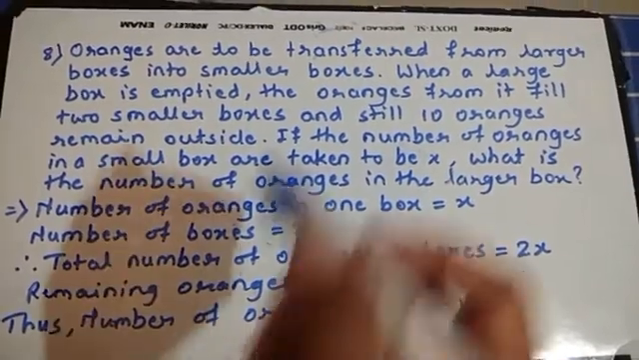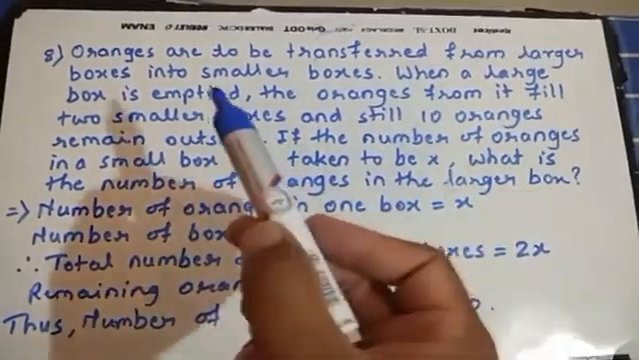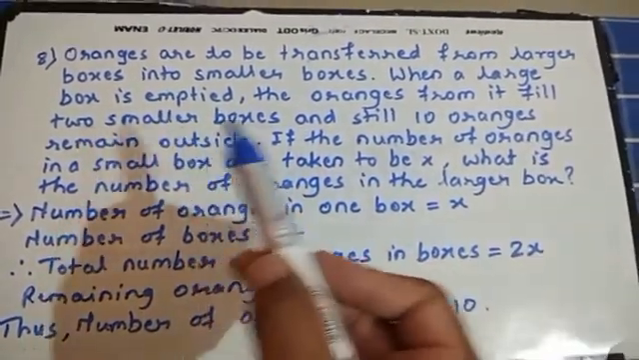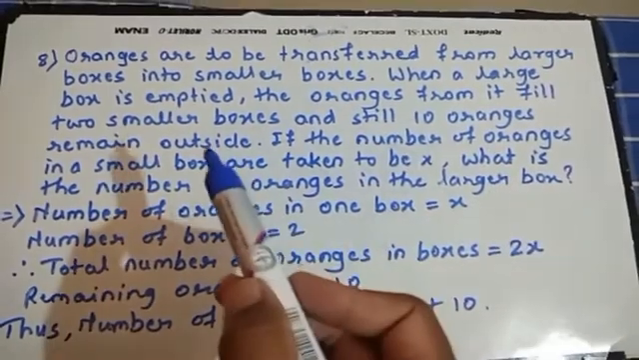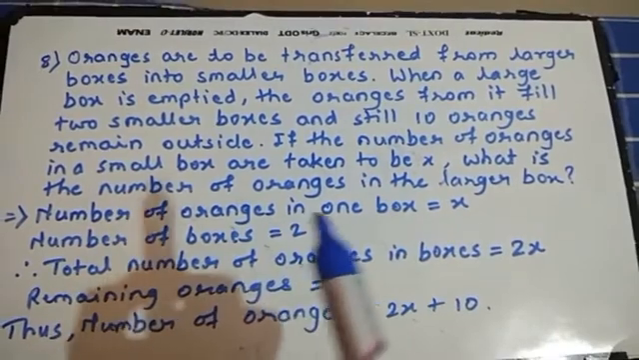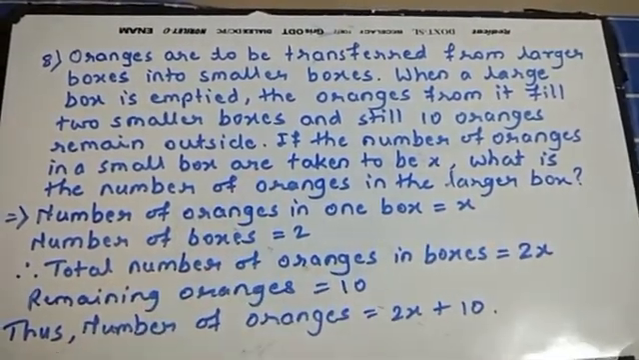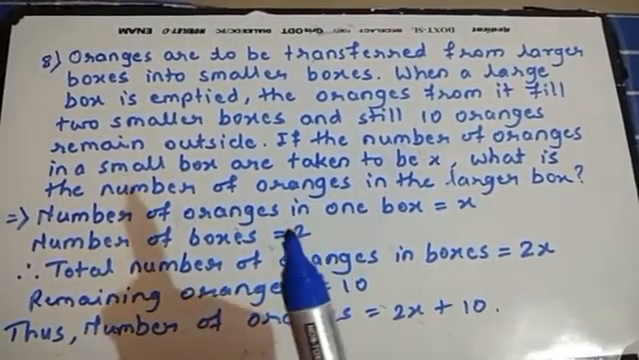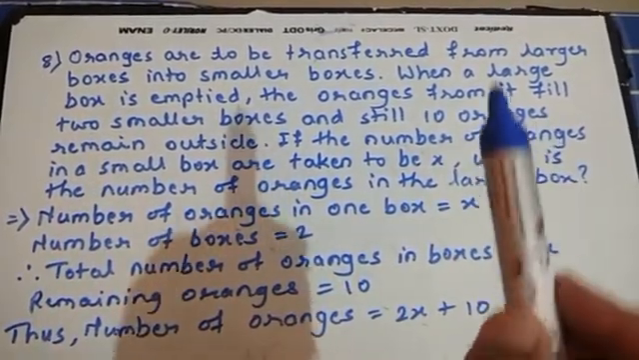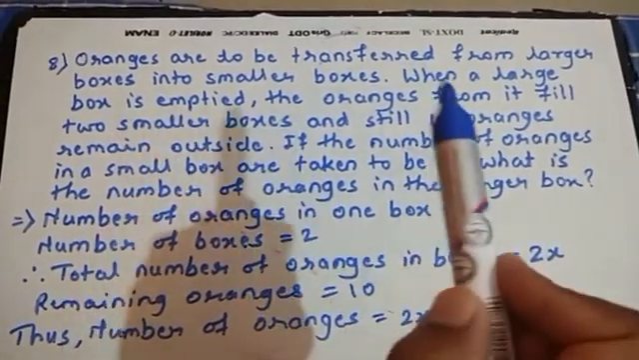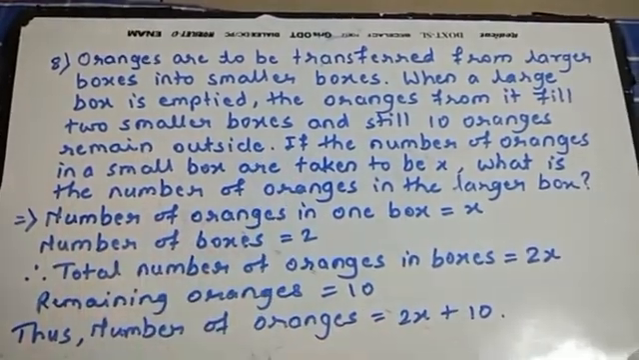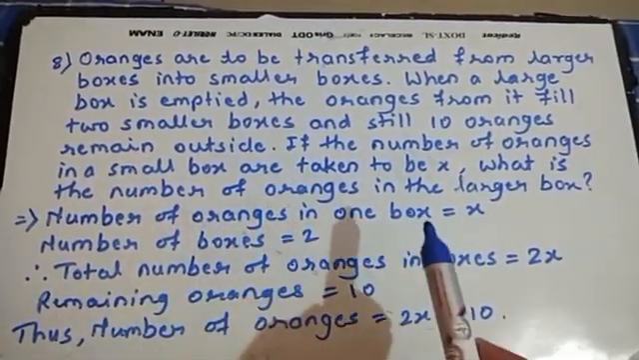Next question is: oranges are to be transferred from larger boxes into smaller boxes. When a large box is empty, the oranges from it fill 2 smaller boxes and still 10 oranges remain outside. If the number of oranges in a small box is taken to be x, what is the number of oranges in the larger box? Now here, what are the given things? Suppose we are going to transfer oranges from the larger box to smaller boxes. That time, see, when a large box is empty, the oranges from it fill 2 smaller boxes and still 10 oranges remain outside. So among the given things, the number of oranges in one small box we will consider as x.